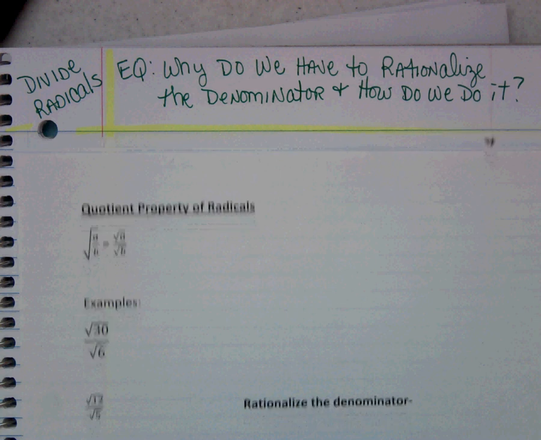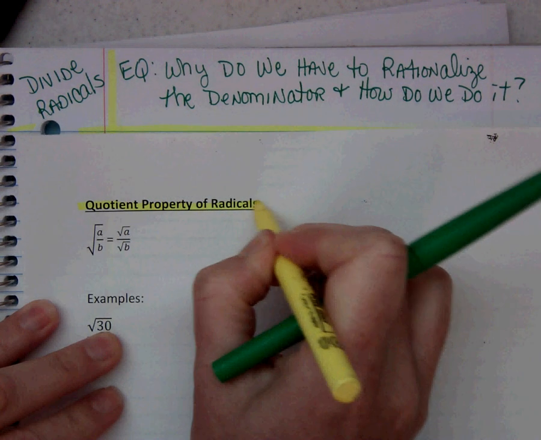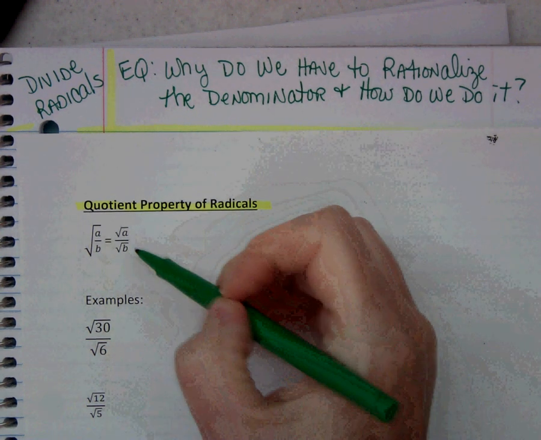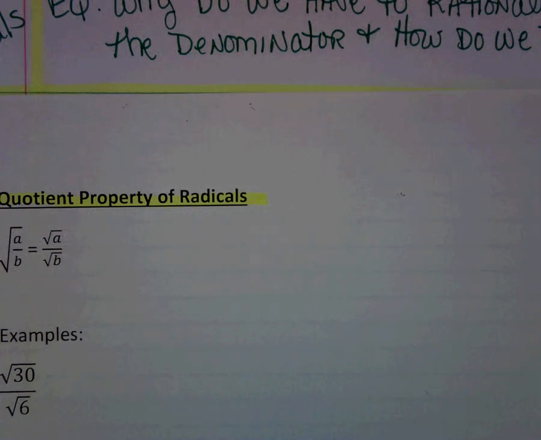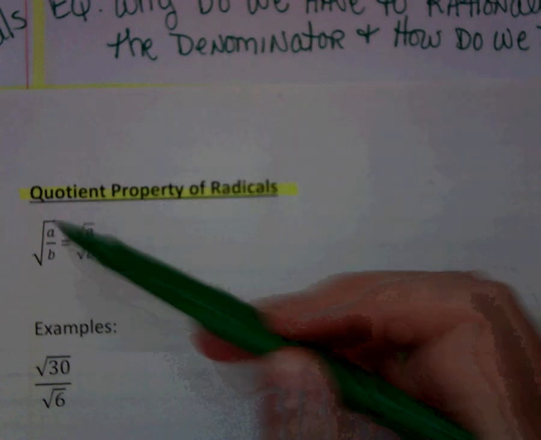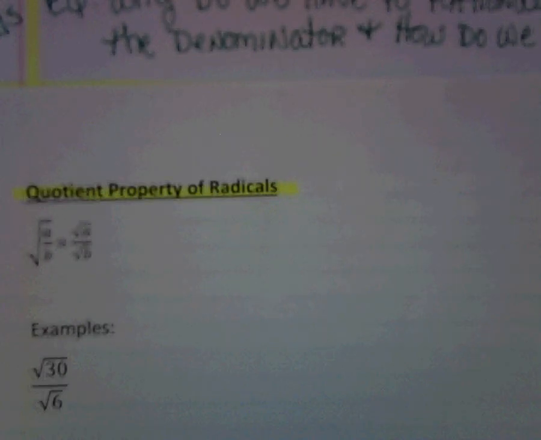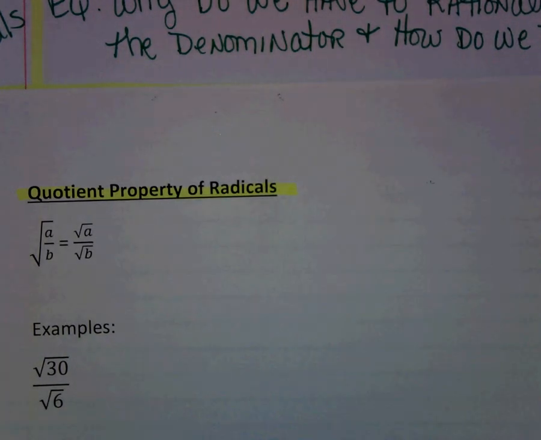Okay, so the first thing we have here is the quotient property of radicals. The quotient property is similar to the product property. It's just saying that if we are dividing two radicals, we can put them together underneath the same radical sign. Or if they're underneath the same radical sign, we could separate them into two individual radical signs. That's all that's saying. So let's look at a bunch of examples.